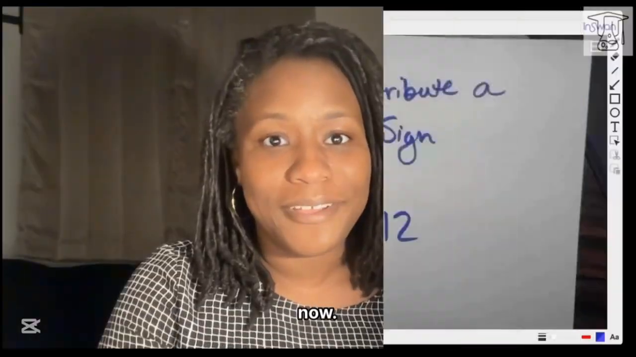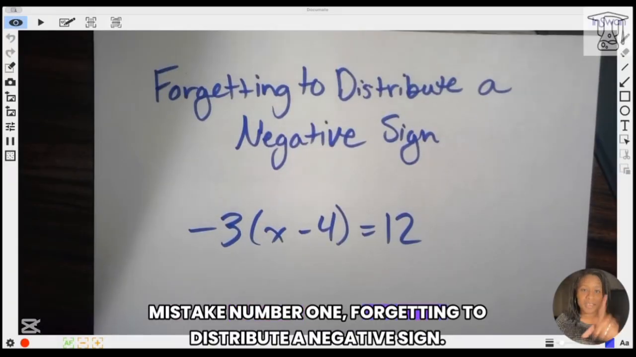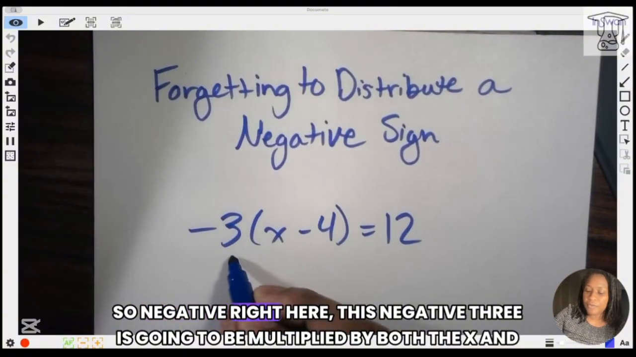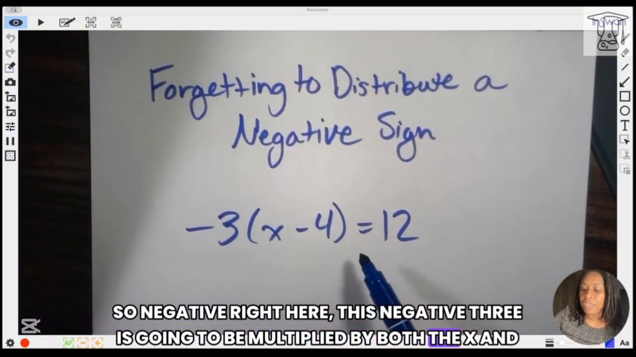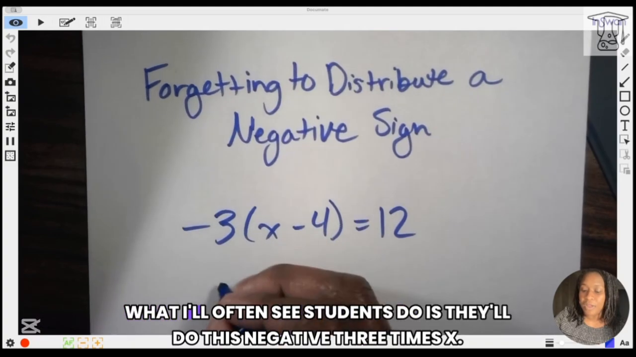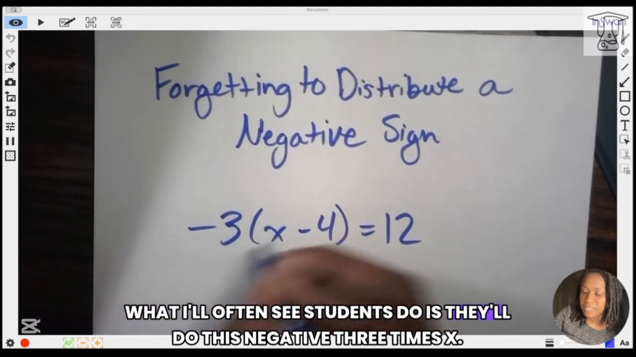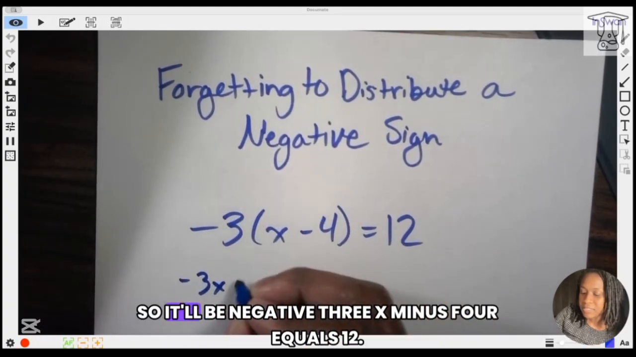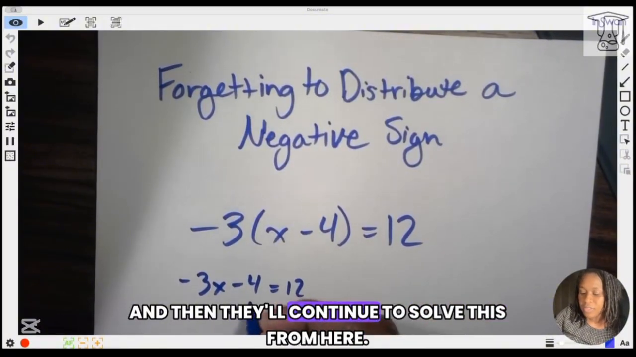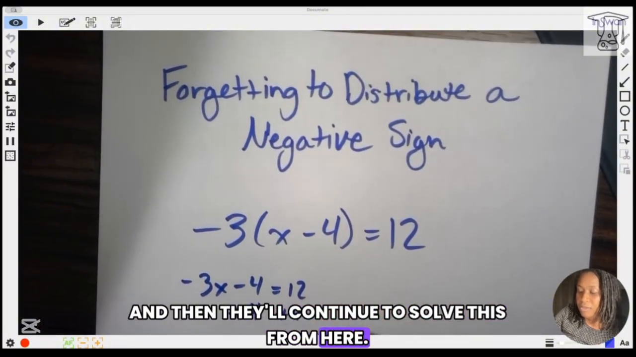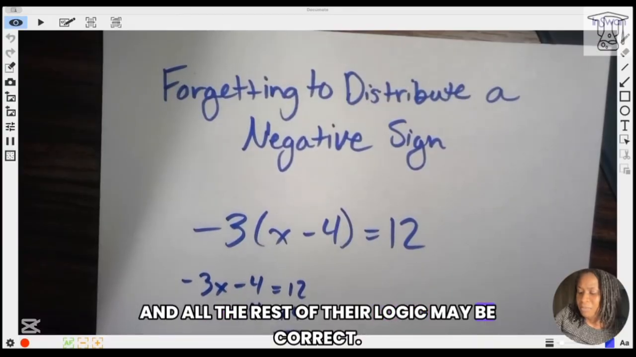Mistake number one: forgetting to distribute a negative sign. So this -3 right here is going to be multiplied by both the x and the -4. What I'll often see students do is multiply -3 times x, so it'll be -3x minus 4 equals 12, and then they'll continue to solve from here, and all the rest of their logic may be correct.